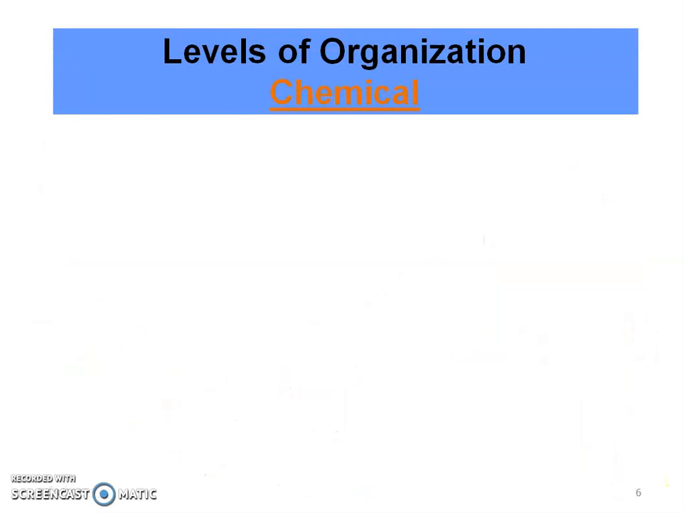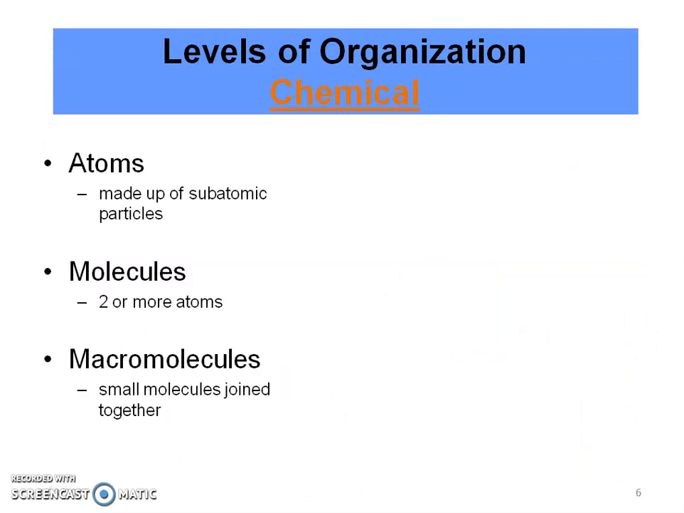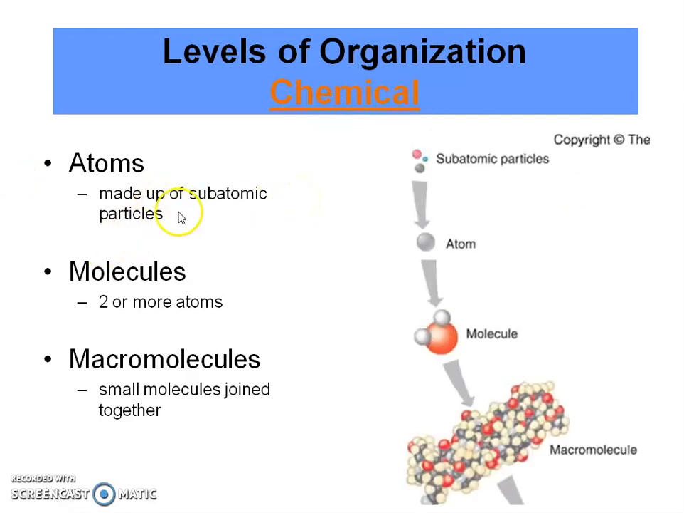First, the level of organization requires some chemicals. Atoms, molecules and macromolecules are the three main components for the organization of the human body. They are called the chemicals. First one, atoms, made up of subatomic particles. Second one, molecule: two or more atoms combined together form molecules. Two or more molecules combine together and form a macromolecule. So in this first level, the chemicals are responsible for the organization of the human body.